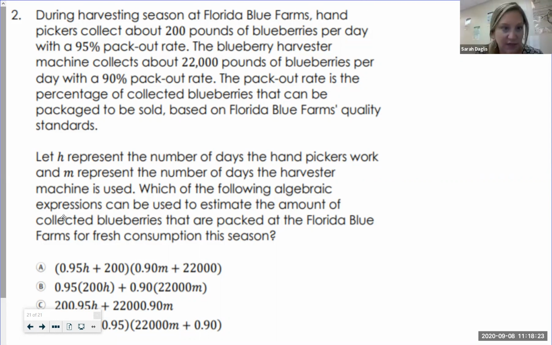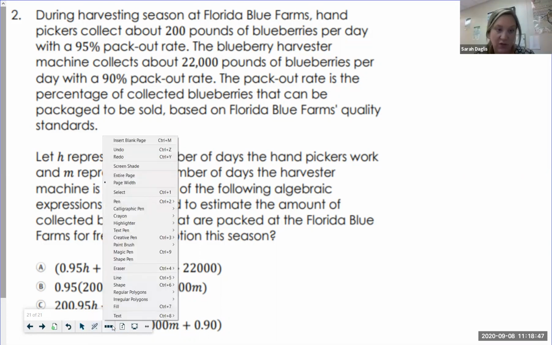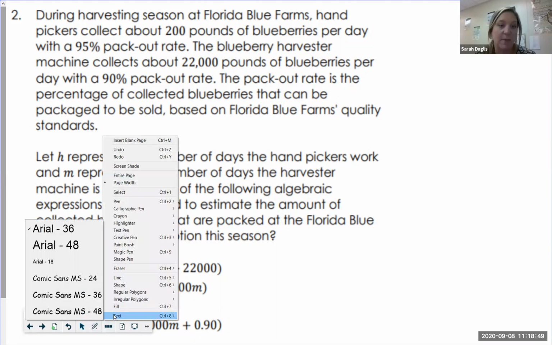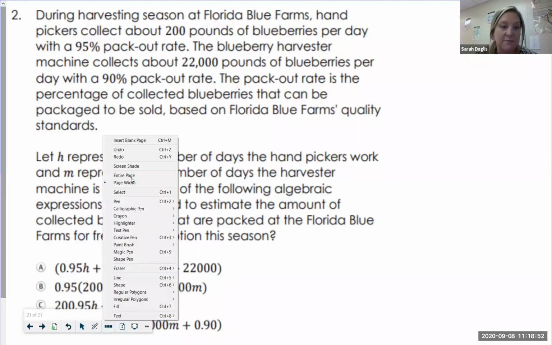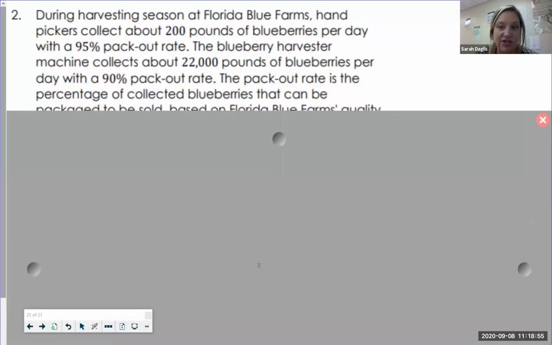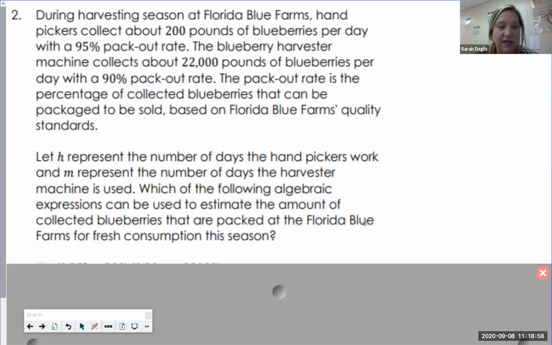All right, it tells me to let H represent the number of days the hand pickers work and M represent the number of days the harvester machine is used. Which of the following algebraic expressions can be used to estimate the amount of collected blueberries that are packed at Florida Blue Farms for fresh consumption this season? Okay, so I'm going to do a screen shade, because sometimes having those multiple choice options can confuse me. For now, I'm going to cover them up and create my own expression and see if it matches.